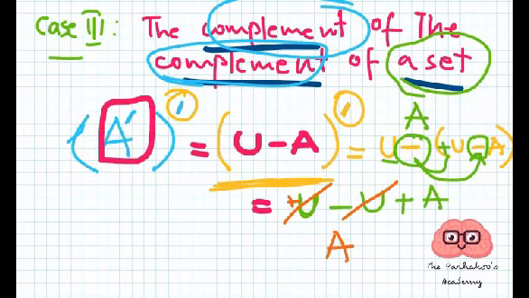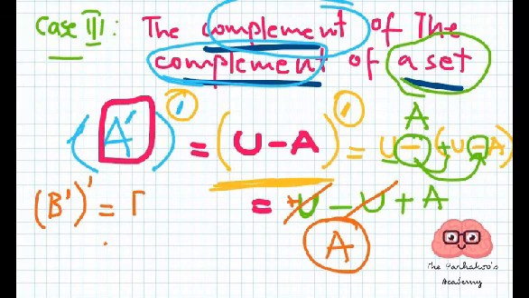So what's the answer? The complement of the complement of a set is the original set. That means if you take the double complement of something, you'll get the same set, the original set. For example, if you have B double complement, it is equal to B. If you have Y double complement, you'll end up getting Y as your original set. So now I hope that complements are easy for you.